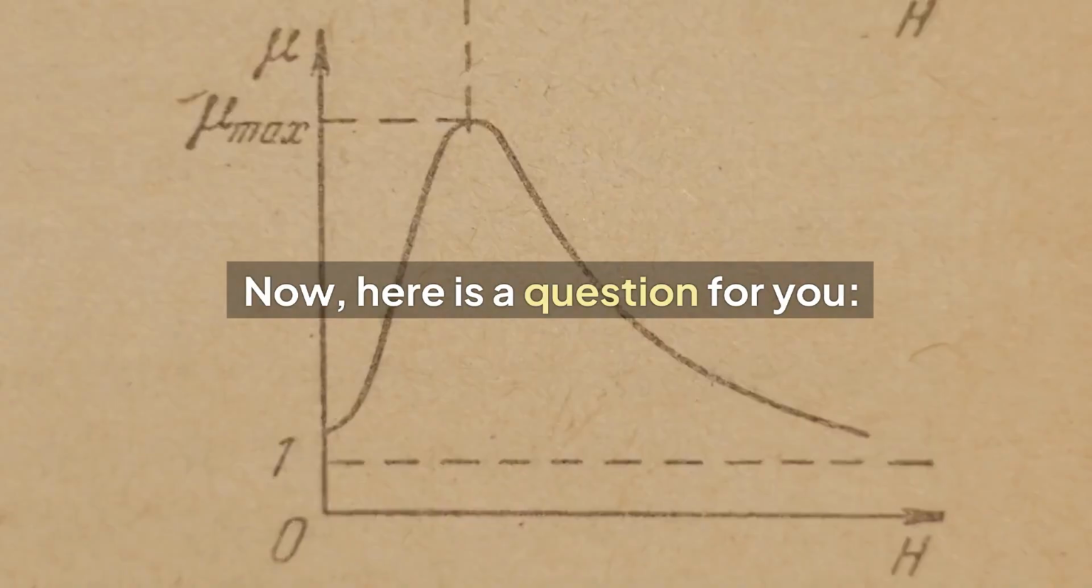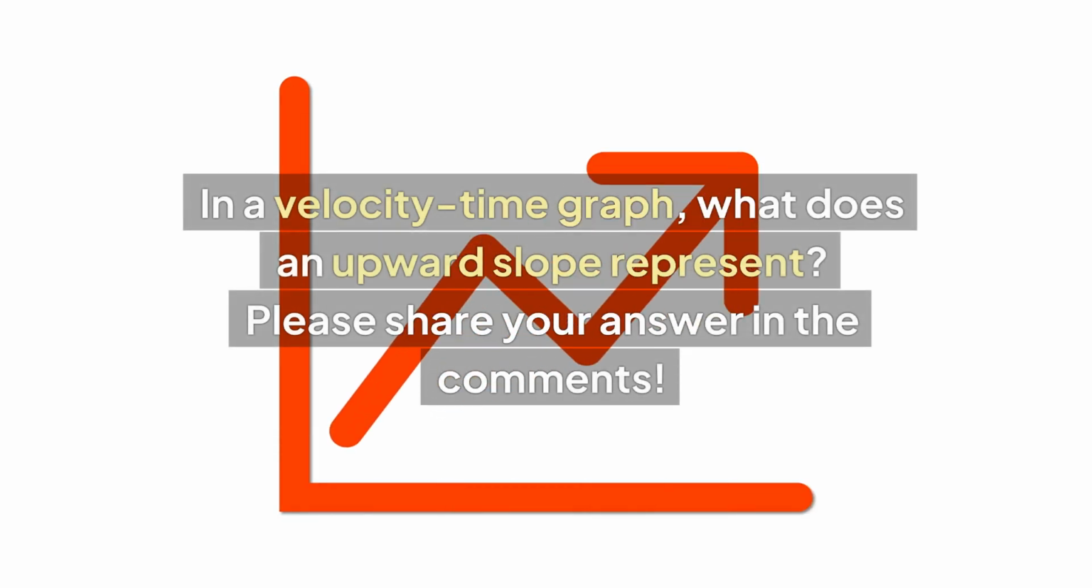Now here is a question for you. In a velocity time graph, what does an upward slope represent? Please share your answer in the comments.